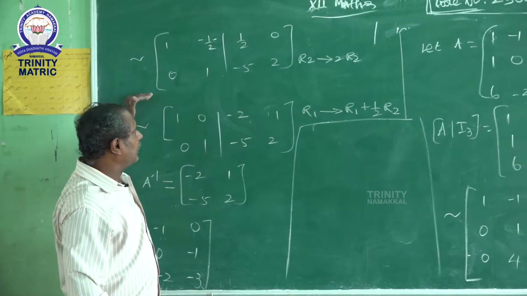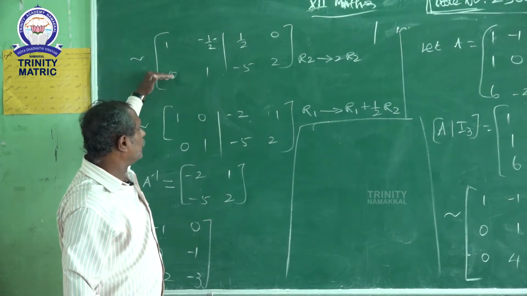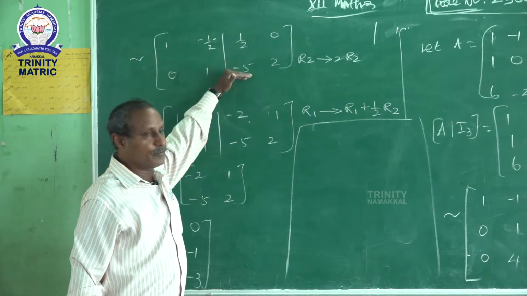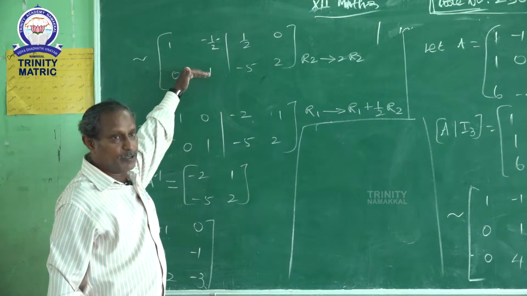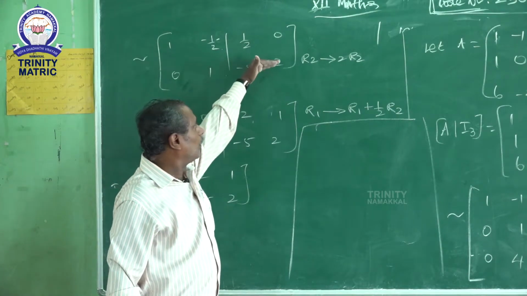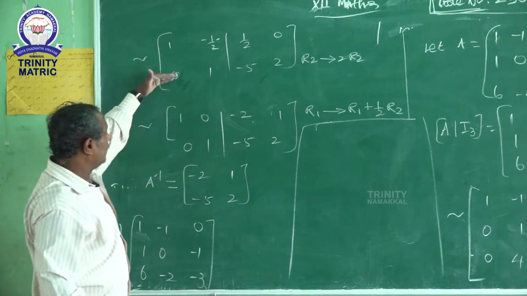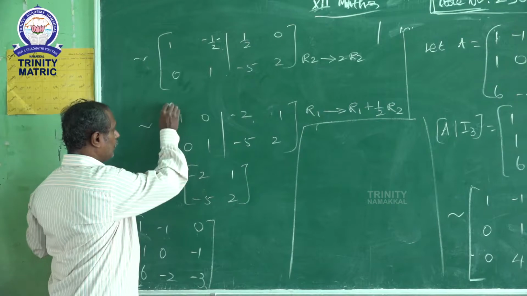1. So the entire second row is multiplied by 2, we will get the values 0, 1, minus 5, 2. Because in that row we have 0, 1 by 2 multiplied by 2, you will get 1. Minus 5 by 2 into 2 is minus 5, 1 into 2 is 2. Same way, first column we have finished off, it will become 1, 0.